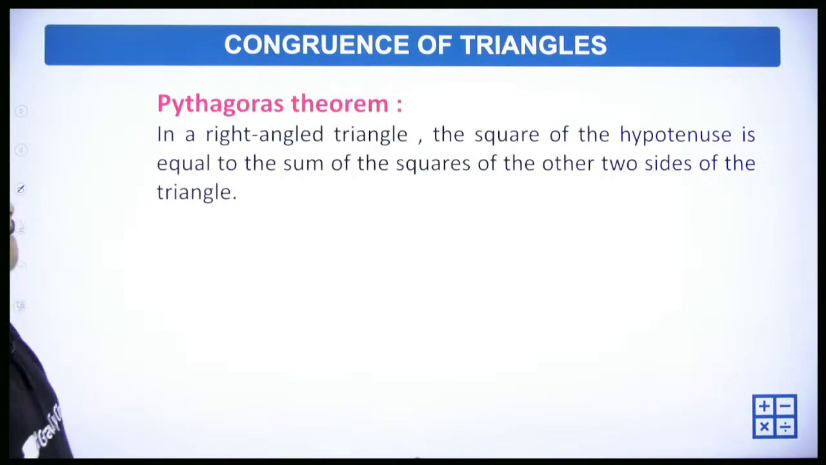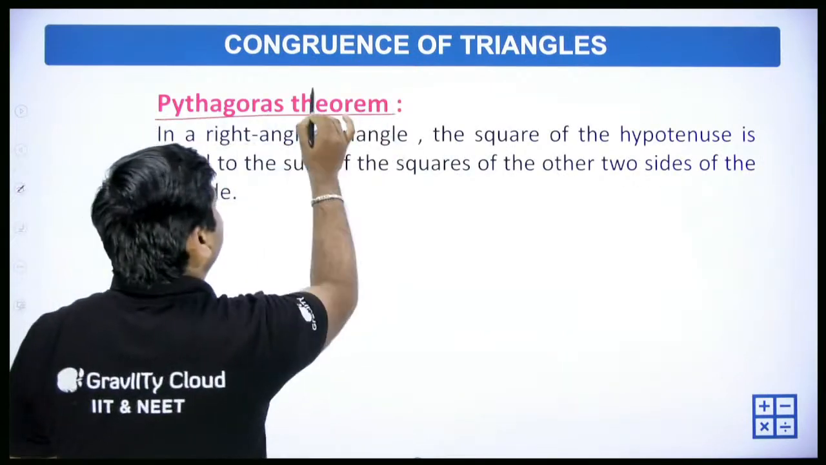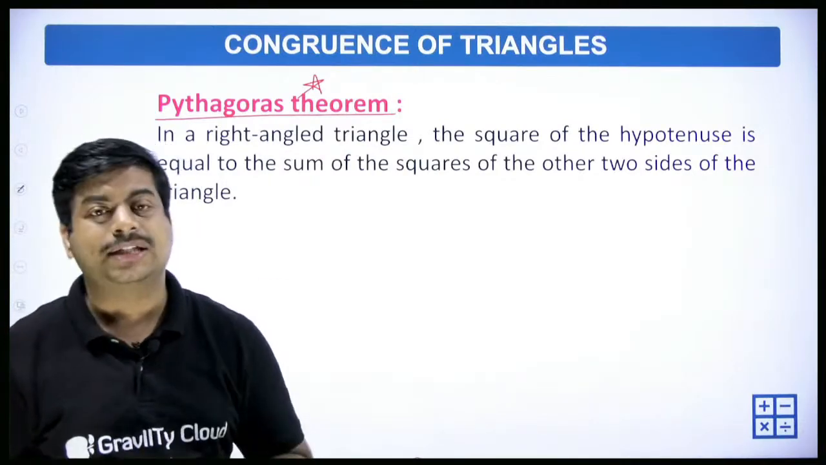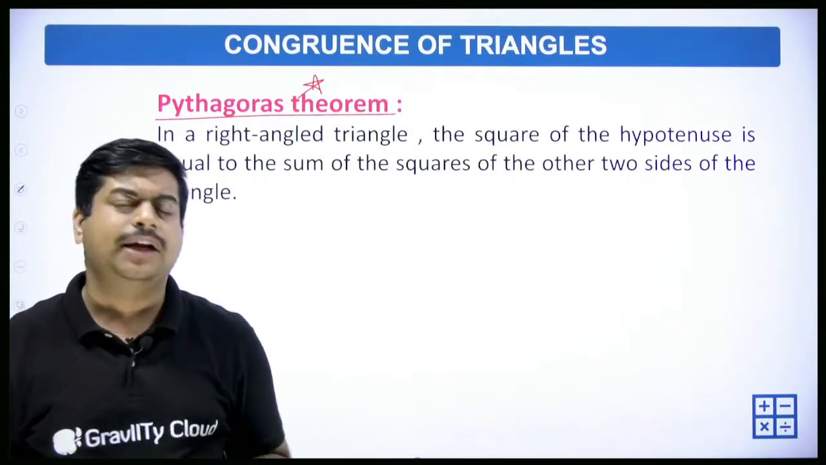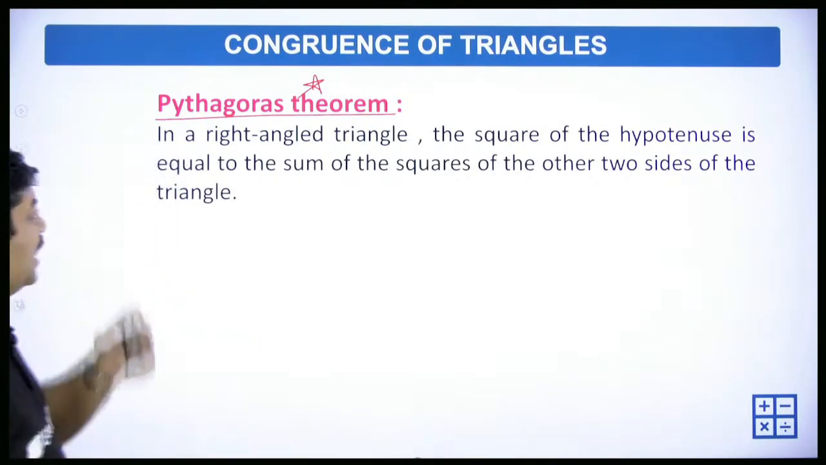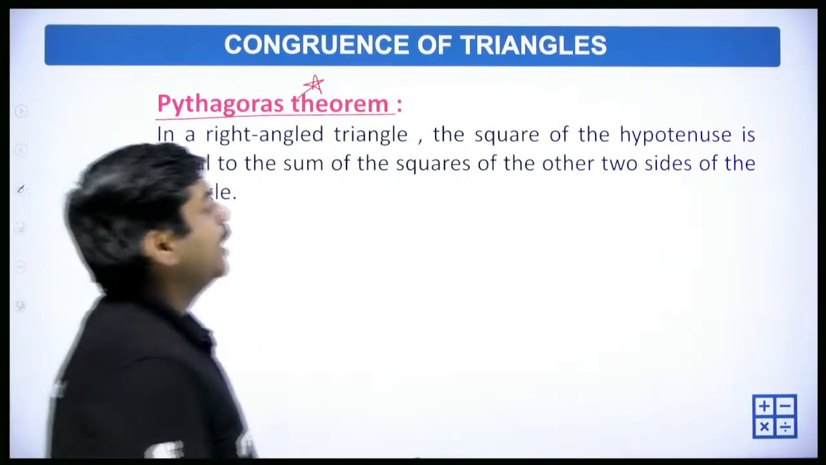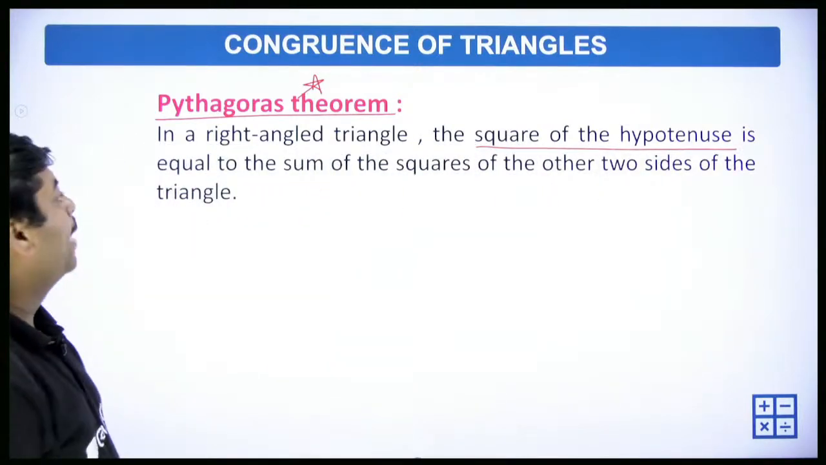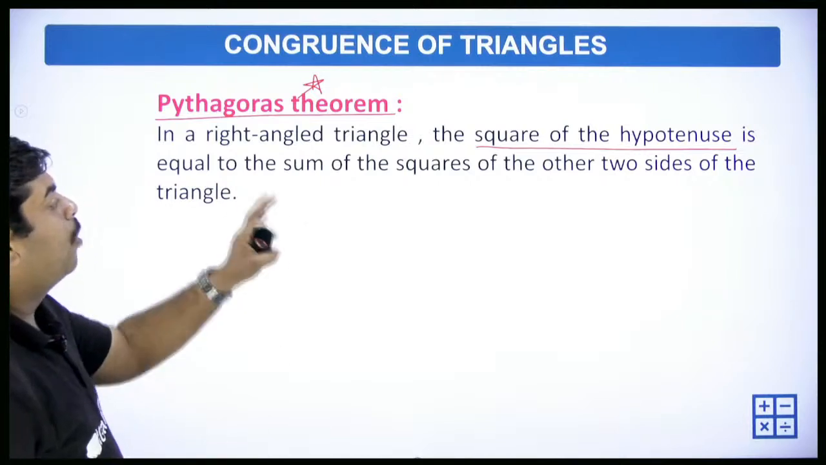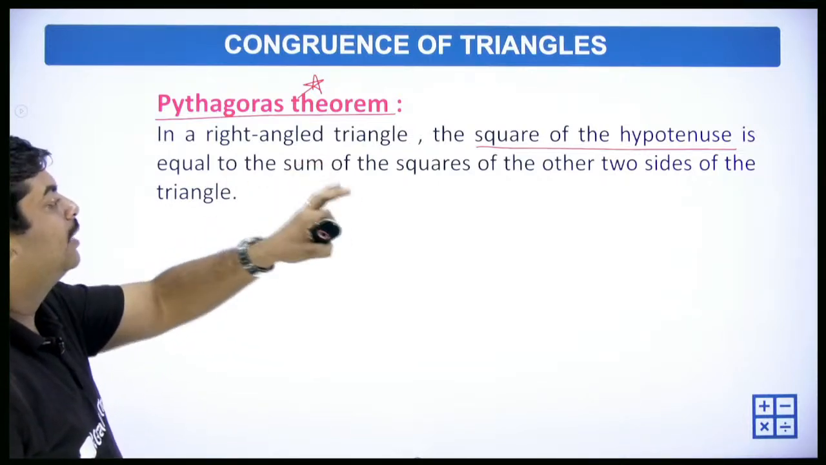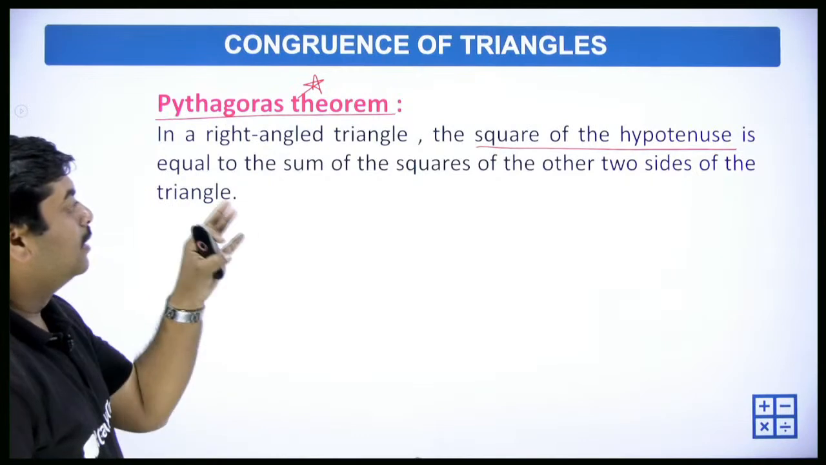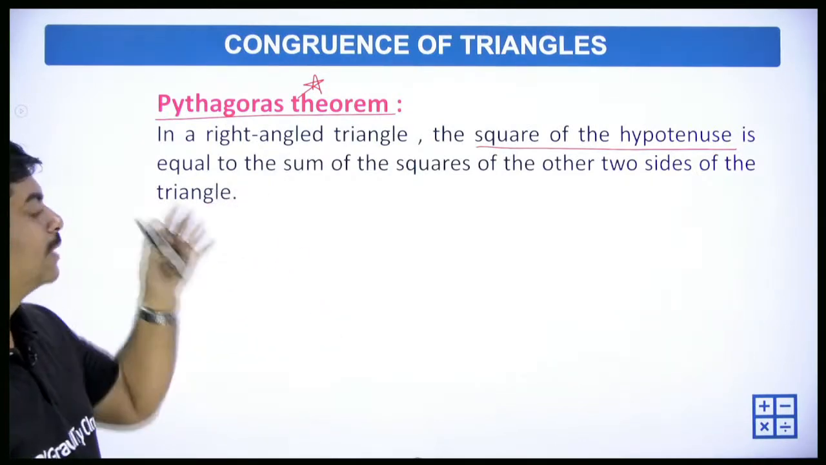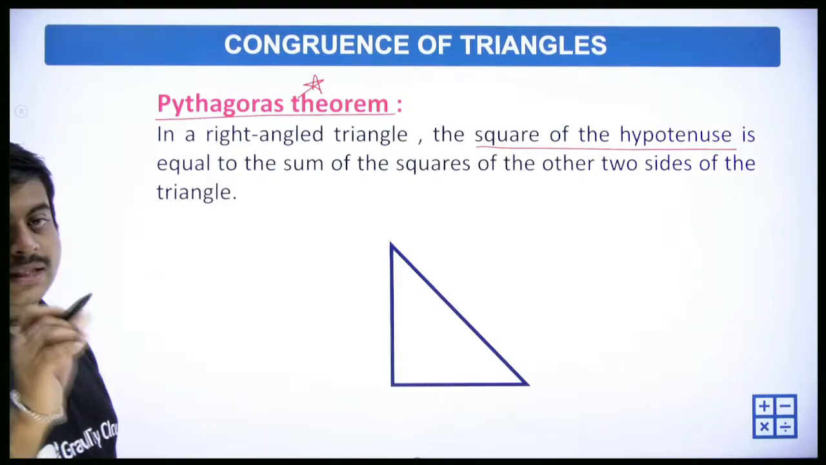So what is that? Pythagoras theorem is a very important theorem. You might have already learned in some other chapter, but once again, let's try to discuss what is Pythagoras. It's a very important topic. In a right angle triangle, the square of the hypotenuse is equal to the sum of the squares of the other two sides of the triangle. Okay, let's try to understand this one.